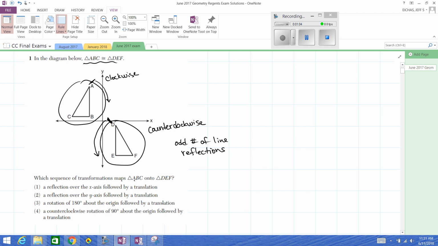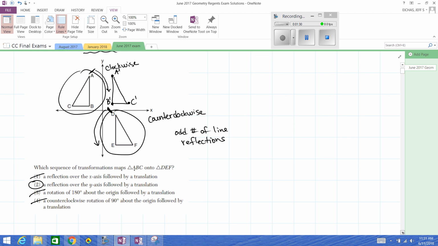A rotation and a translation won't switch the orientation. Rotation, translation, nope. So those two are out. A reflection over the y-axis looks good. That would place A prime here, B prime approximately there, C prime over there, and then it'd be great to use a translation. So yeah, I'm thinking y-axis and translation.